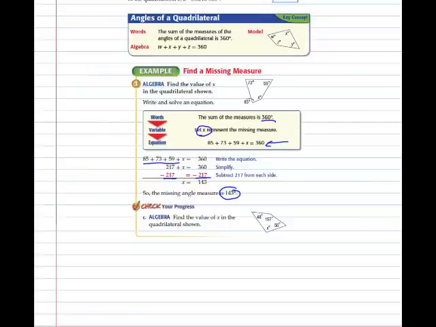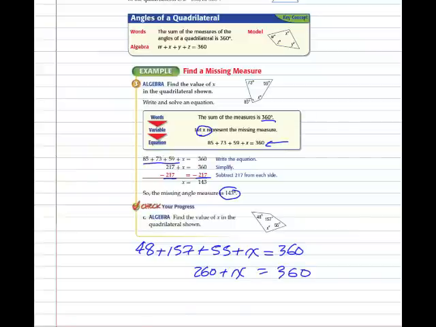So let's do the same thing in our example here. We're going to write the equation first of all. 48 plus 157 plus 55 plus x equals 360. Combine our like terms, get 260 plus x equals 360. Undo the addition with subtraction. Subtract 260 from both sides. We find then that x equals 100 degrees.